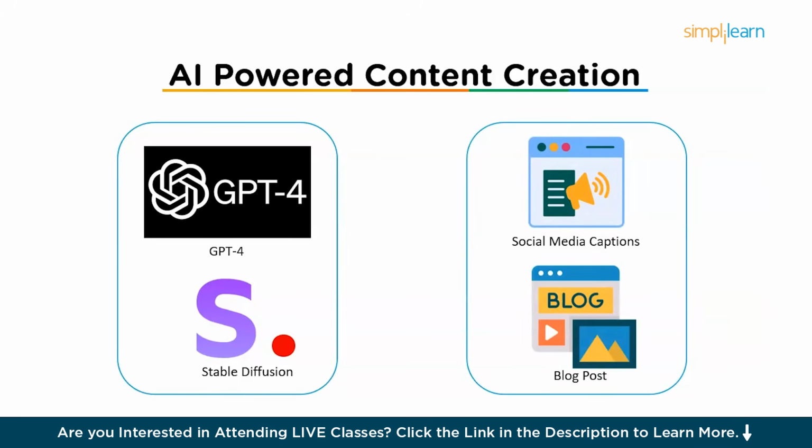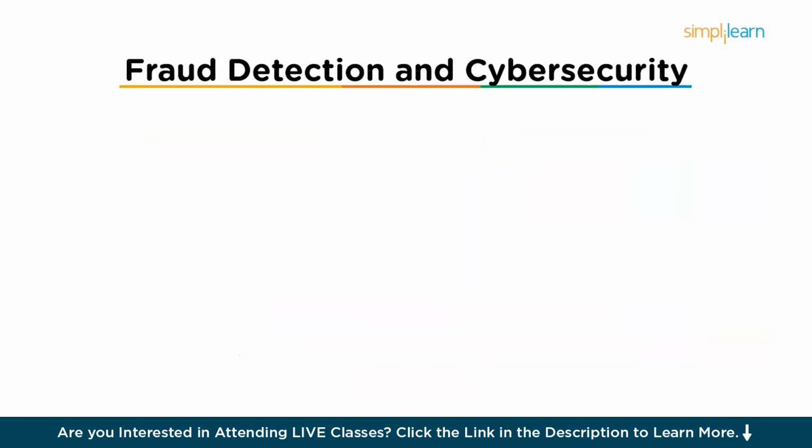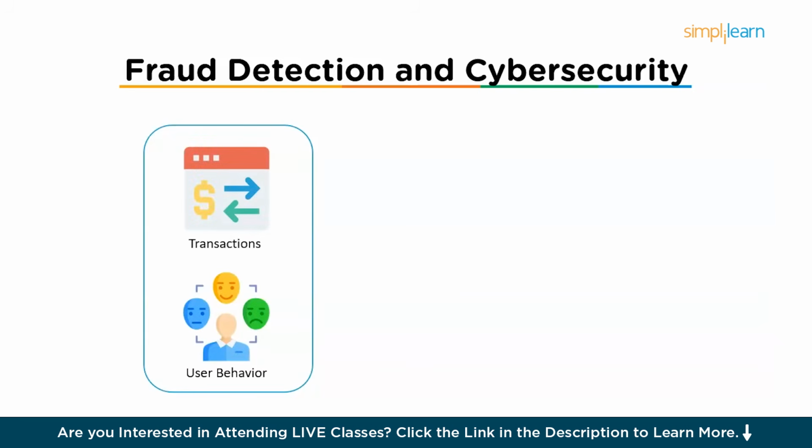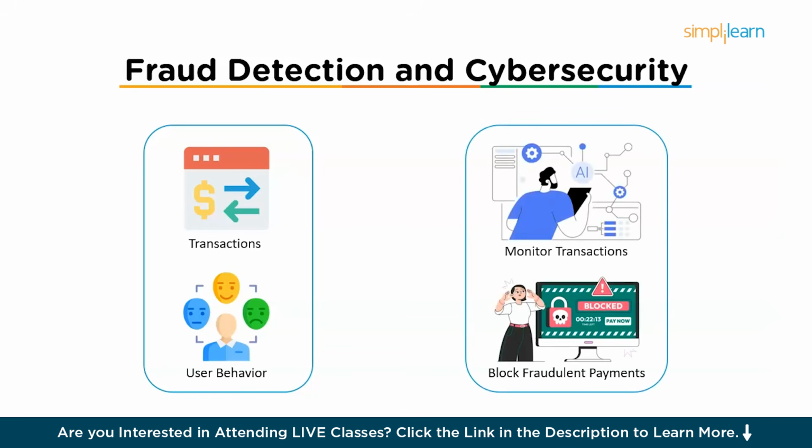Now moving on, we have fraud detection and cybersecurity, that is Darktrace and PayPal AI. How do they work? AI detects anomalies in transactions, user behavior, or network traffic using machine learning. It flags suspicious activities and prevents fraud. For example, banks use AI to monitor transactions and block fraudulent payments in real time.